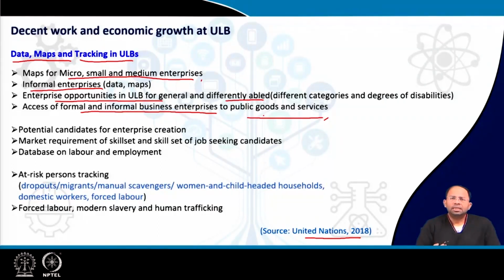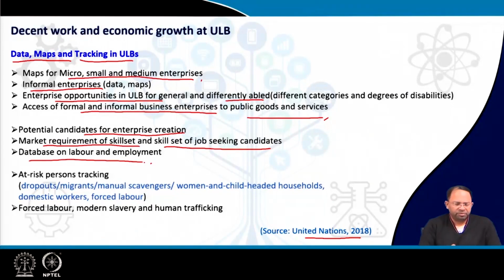And then on the other side, we have to also keep track of the candidates who are looking for jobs, maybe through employment exchanges and all, and also candidates who have the potential to create certain kinds of new businesses, right? People who can open their own businesses. So then tracking of what the market requires, in which direction the market is moving, what sort of skill sets are required, and then making sure the job seeking candidates have similar skill sets, or to provide those skill sets to those job seeking candidates so that they can get those particular jobs. Then database on labor and employment overall. So these are the things that have to be kept track of at the ULB level.